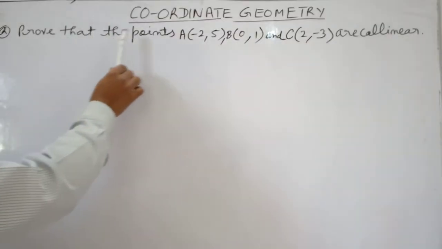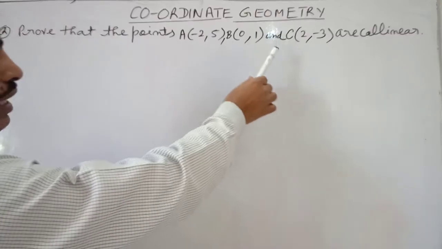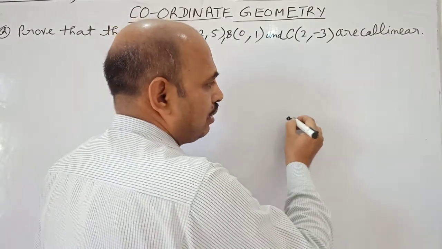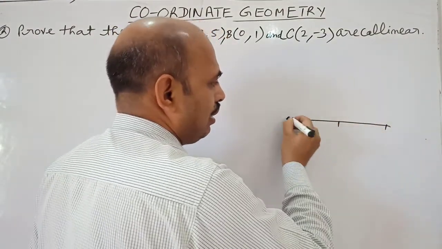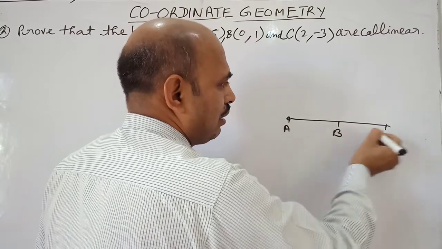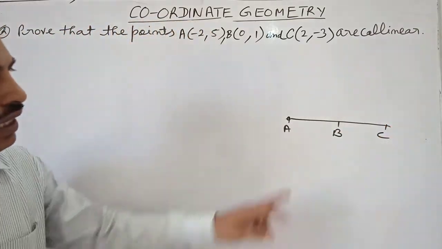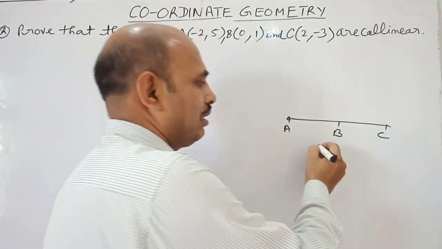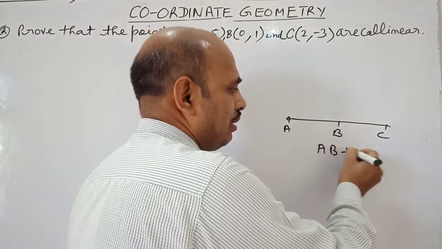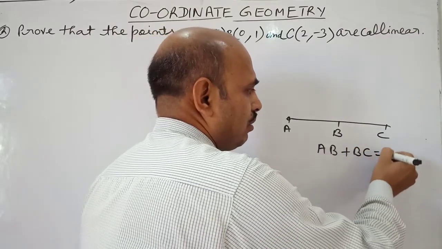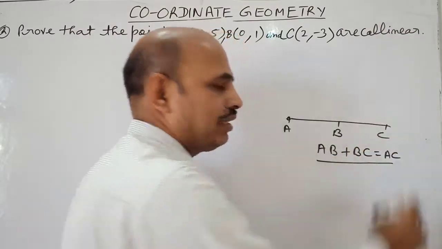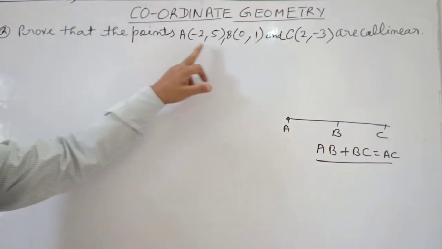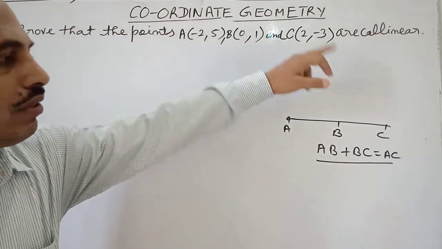Prove that the points A, B and C are collinear. Collinear means 3 points are in a straight line. If A, B, C are collinear, then AB plus BC should be equal to AC. Here we have to prove that points A, B and C are collinear.